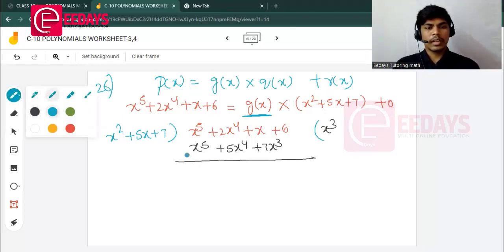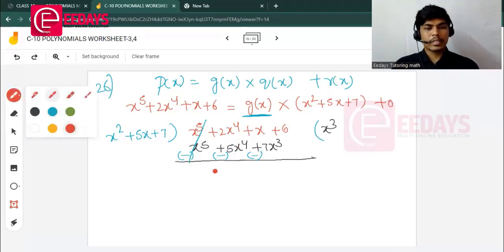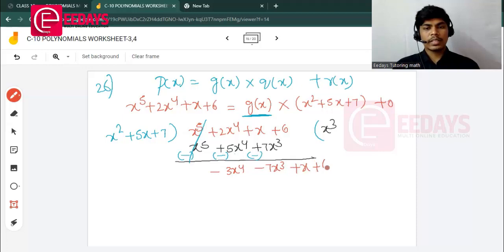So if we change the symbol, plus becomes minus. x power 5, x power 5 get cancelled. Minus 5x power 4 plus 2x power 4, we are getting minus 3x power 4, minus 7x cube, plus x plus 6 we will get.